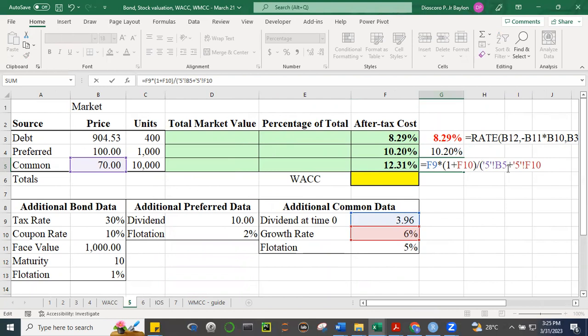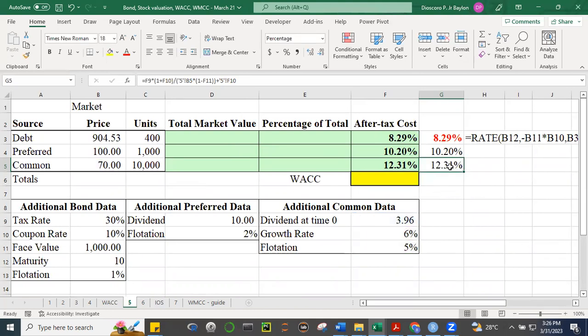However, class, may flotation cost kasi. Yeah, we will not be getting everything. May flotation cost na 5%. Okay. So we should put everything in parentheses. So this is dividend at year one divided by the price. And the price is not 70. It has to be netted against the flotation cost. And then plus the growth rate of 6%. So I got 12.31.